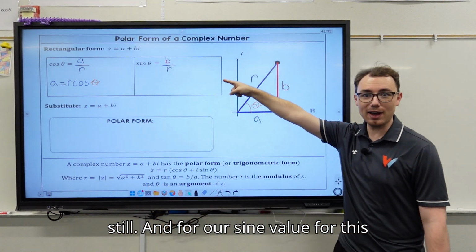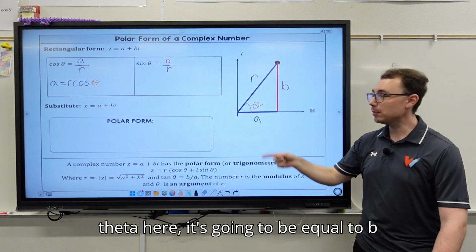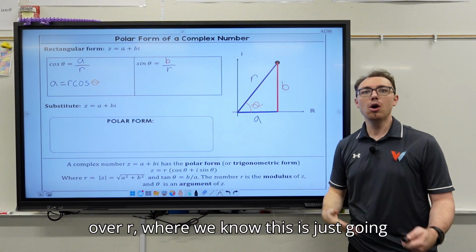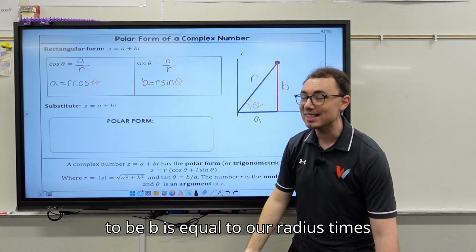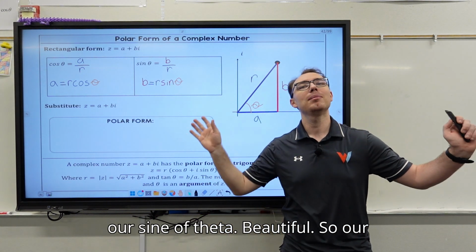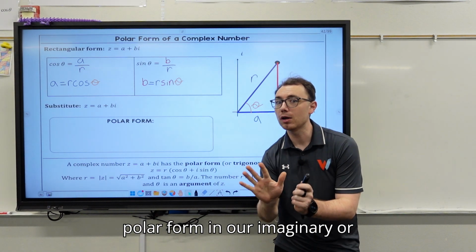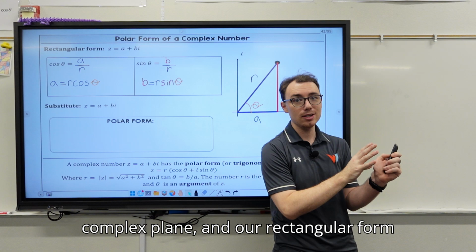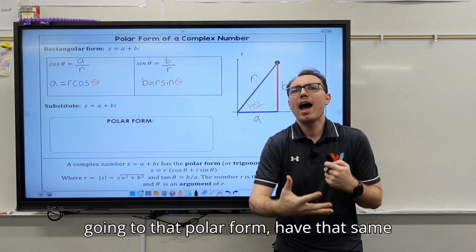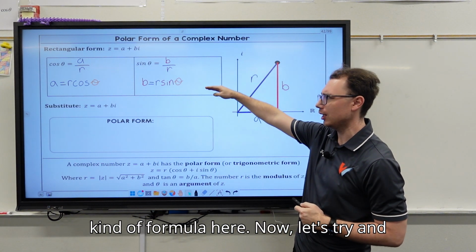And for our sine value for this theta here, it's going to be equal to b over r, where we know this is just going to be b is equal to our radius times our sine of theta. Beautiful. So our polar form in our imaginary or complex plane and our rectangular form going to that polar form have that same kind of formula here.